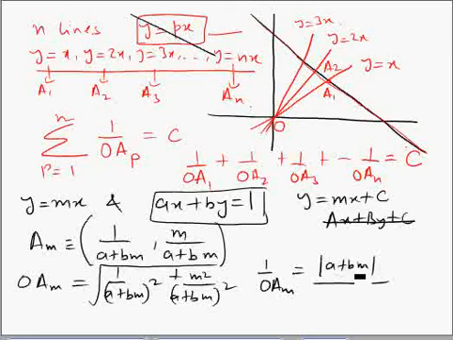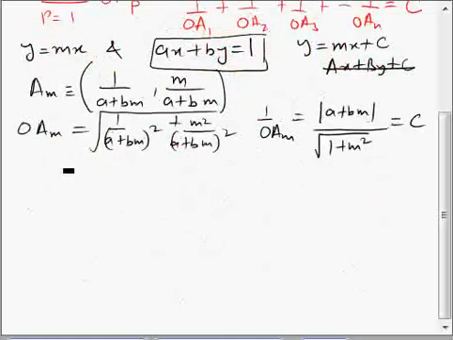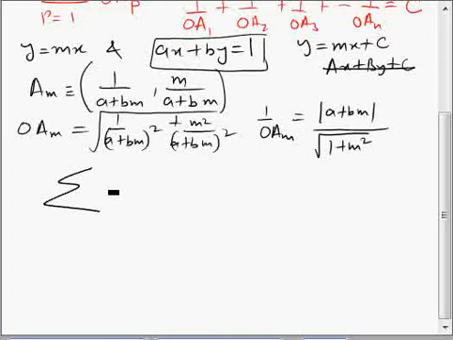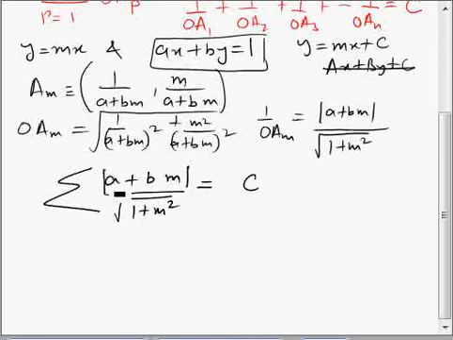So we can write this as a plus bm, sorry, this is not c, the summation of a plus bm divided by root of 1 plus m square equals c. Mod is also there. We can remove the mod sign and put plus minus. Say plus minus, we shift here. m varies from 1 to n. Now this is the condition we have derived.